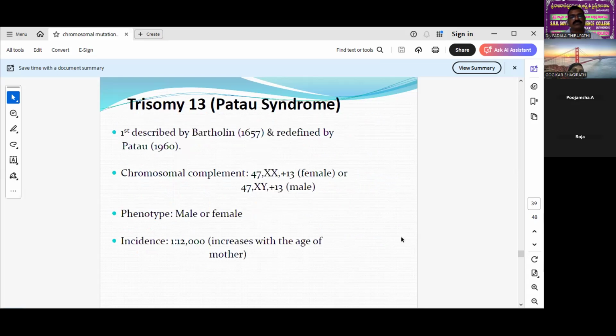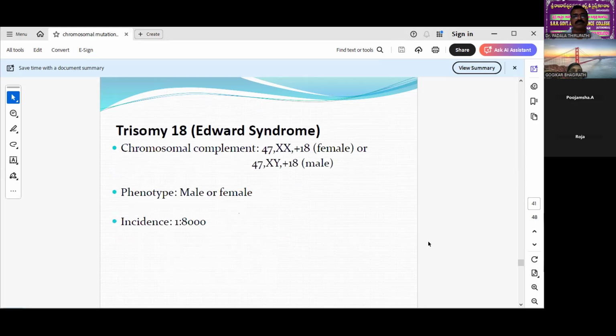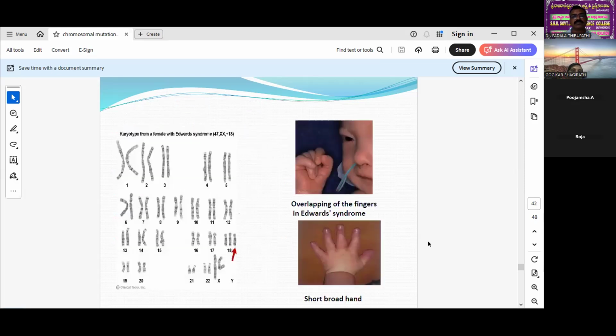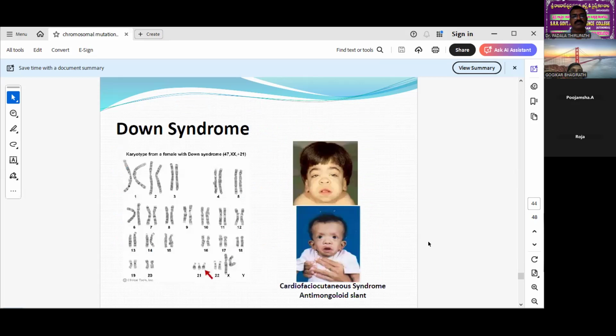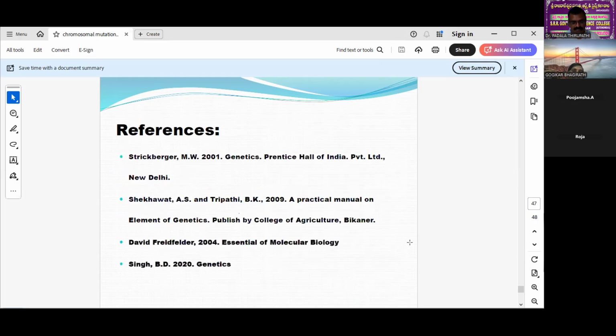Okay. So these are the chromosomal complements and the photographs related to the symptoms. Trisomy, Edwards syndrome, Down syndrome. These are all things you already studied in zoology. Klinefelter syndrome: an extra X chromosome is present in males. That indicates female secondary sexual characters are seen in the males, due to this type of syndrome.